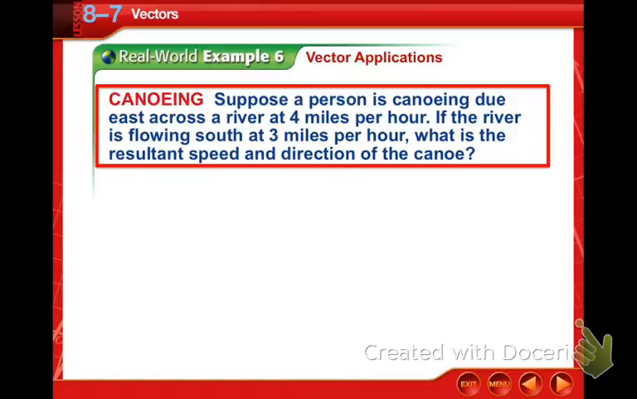Alright, so now we got our last example before the exit ticket. This one here, we suppose a person is canoeing due east across a river at 4 miles per hour. So due east is off to the right, right? And they are going at 4 miles per hour. The river is flowing south at 3 miles an hour. Obviously not drawn to scale. We need to find the magnitude, the resultant speed and direction of the canoe. So magnitude and direction of this purple vector.